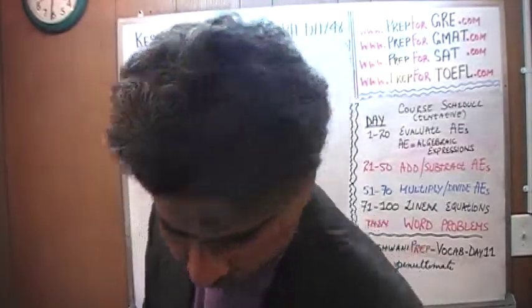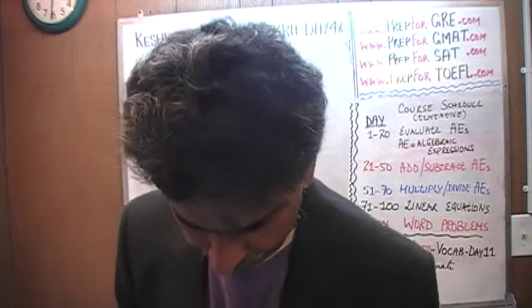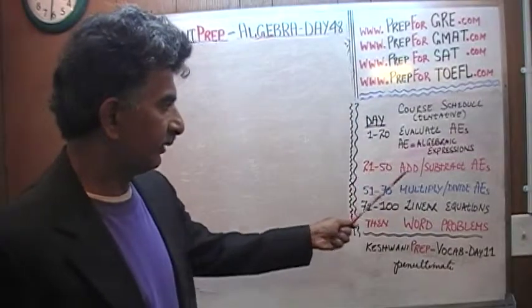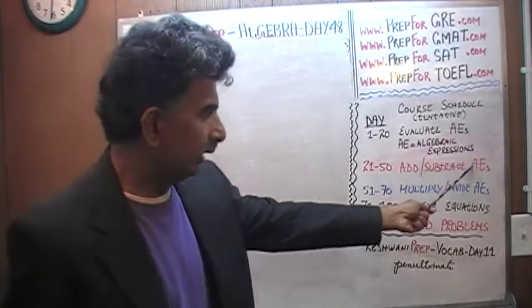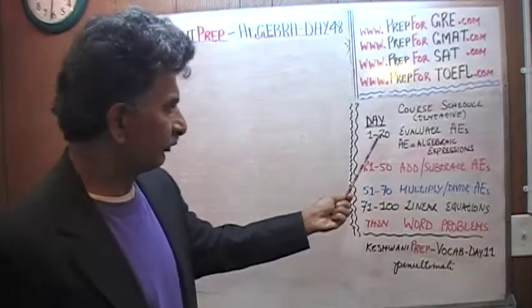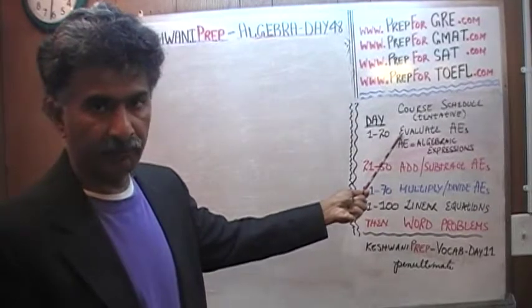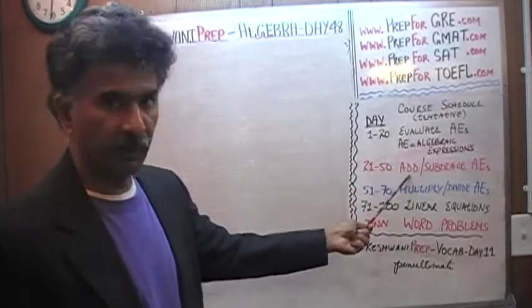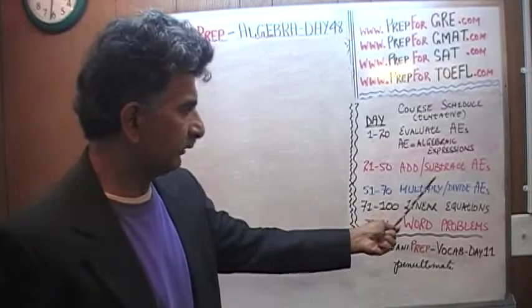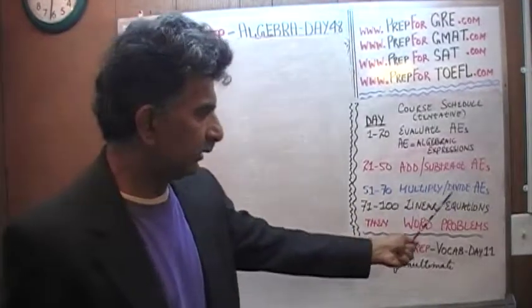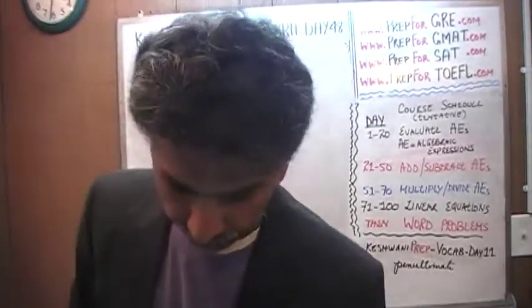Today is our lesson number 49. We are in the process of learning how to add and subtract algebraic expressions. In the first 20 days, we learned how to evaluate algebraic expressions, find the numerical values of the algebraic expressions. Right now we're learning how to add and subtract algebraic expressions, and after that we're going to move on to the new topic where we're going to learn how to multiply and divide algebraic expressions.